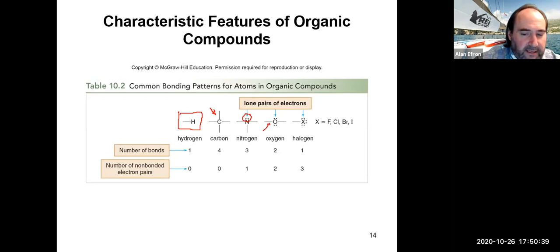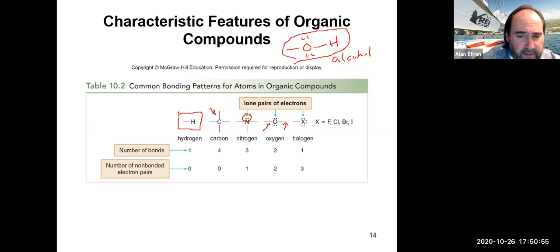Oxygen, a lot of times, the single bonded version of oxygen in organic molecules, will have 2 bonds and 2 lone pairs. A very common oxygen bond is something like this, which is what we find in an alcohol. That's the functional group for an alcohol, this OH group. And then here, a halogen can go on there at the end, where it has 1 bond and is surrounded by 3 non-bonding electron pairs.